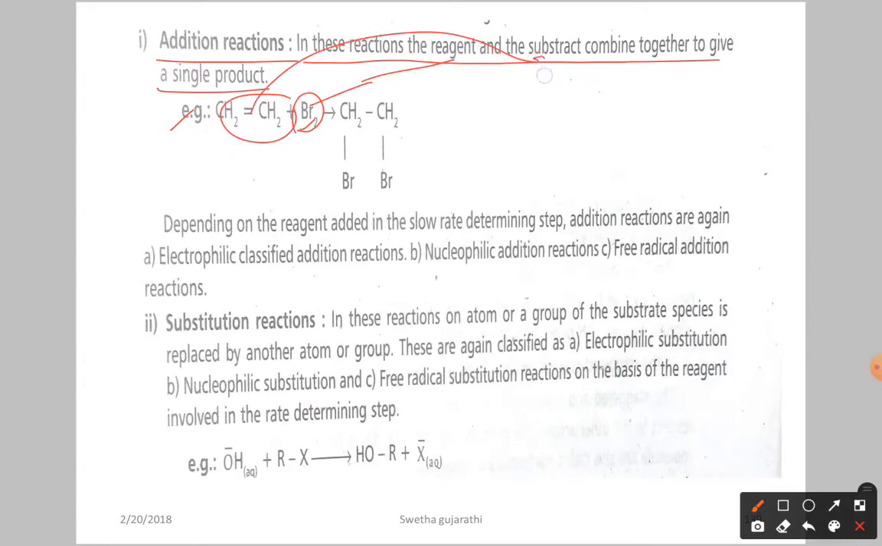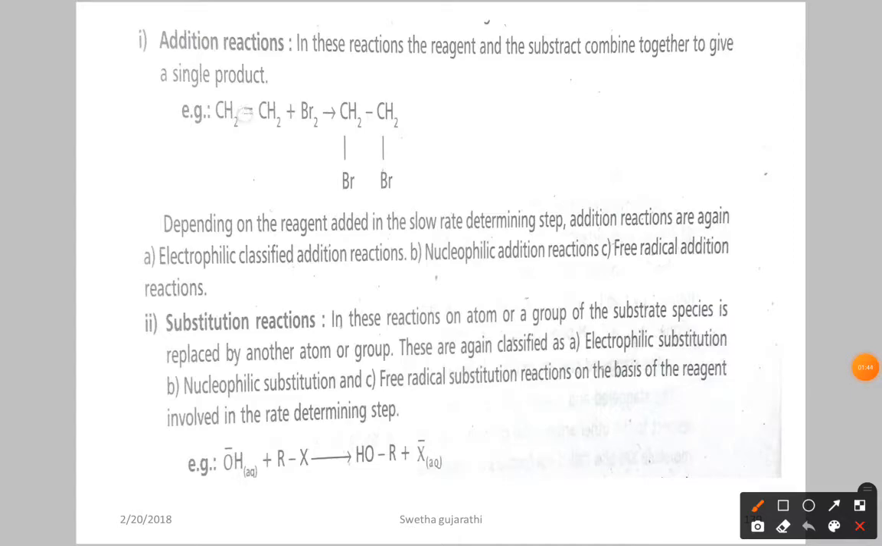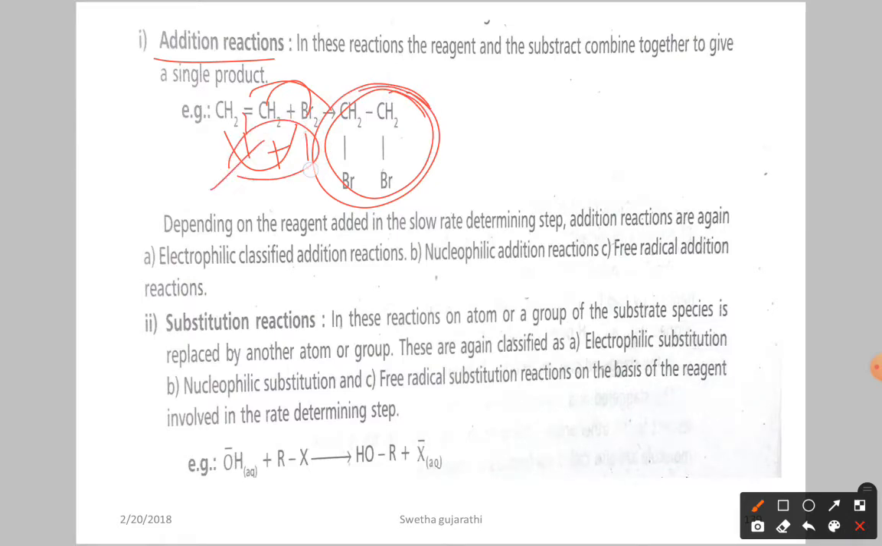We call it the substrate because it is giving the carbon-carbon bond for the product. Other than the substrate, we call the other one the reagent. Now what happened here: the pi bond is going to break, and one Br and another Br add together, giving a single product. So 1 plus 1 gives only one product. Two are adding together and giving a single product, so that type of reaction is called an addition reaction.